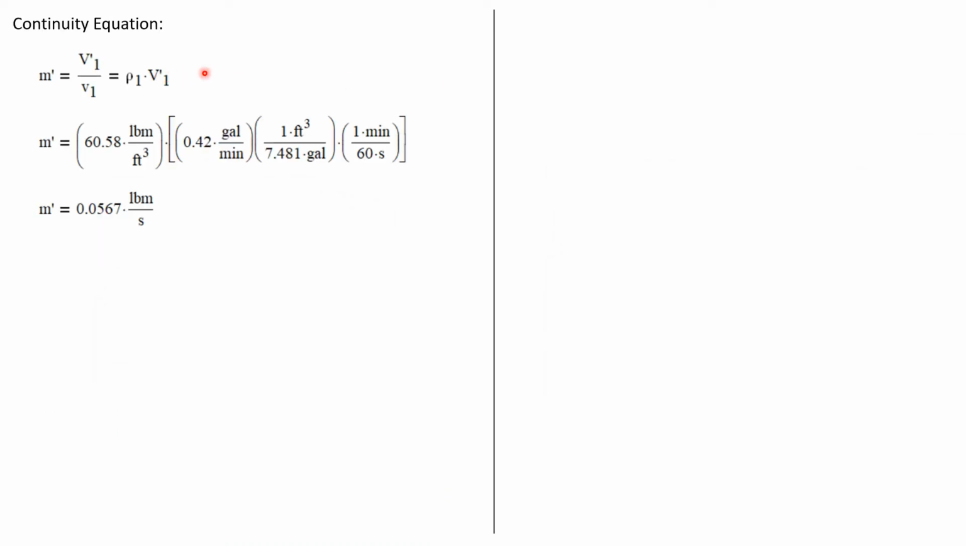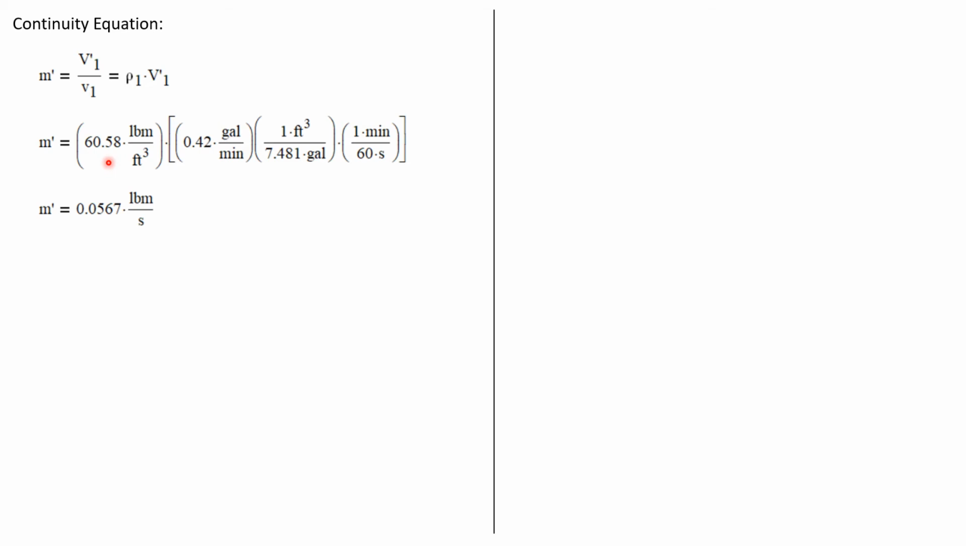So let's write the continuity equation for this pump. We know that the mass flow rate is simply the volumetric flow rate divided by the specific volume. And since density is the inverse of specific volume, we can say that the mass flow rate, which we're going to evaluate at state 1 conditions, is just rho times the volumetric flow rate.